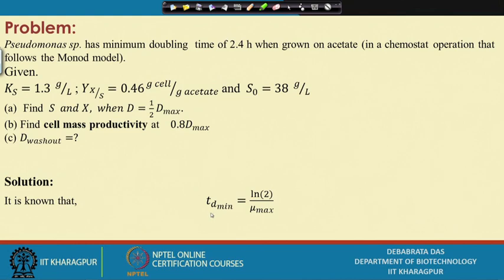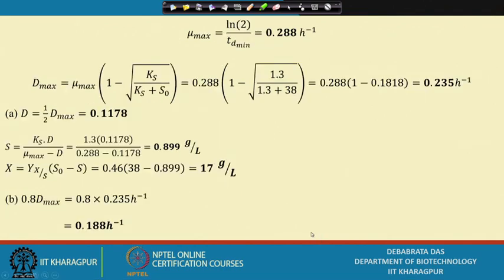So what we have written here: the minimum doubling time can be written as ln 2 by mu max, and then we can find out what the mu max value is. Once we know the mu max value, we can find out the D max value. Once we have D max, we can find the D value equal to half D max. This is the 0.2, this is our inverse, am I right? And then the s value we can find out: K s D by mu max minus D, where this D is nothing but half D max. So we can put this value and find out x equal to this.